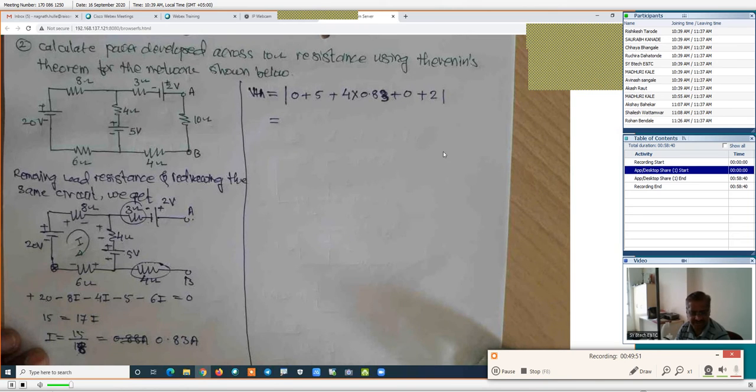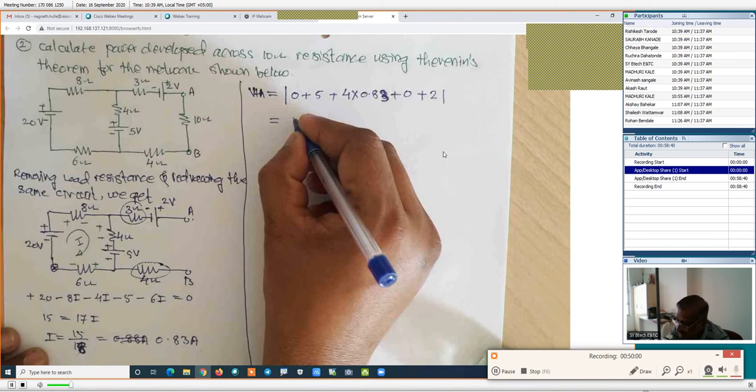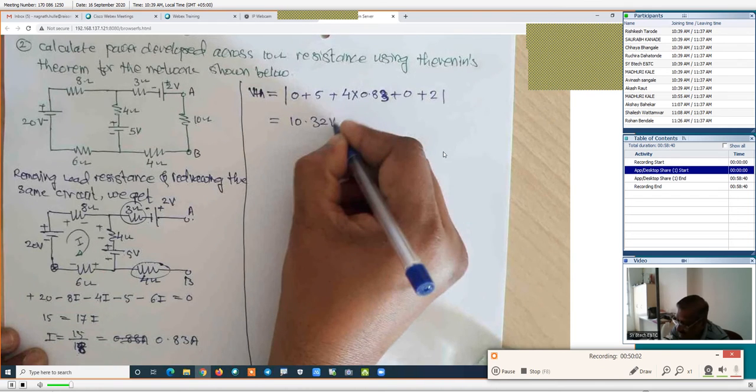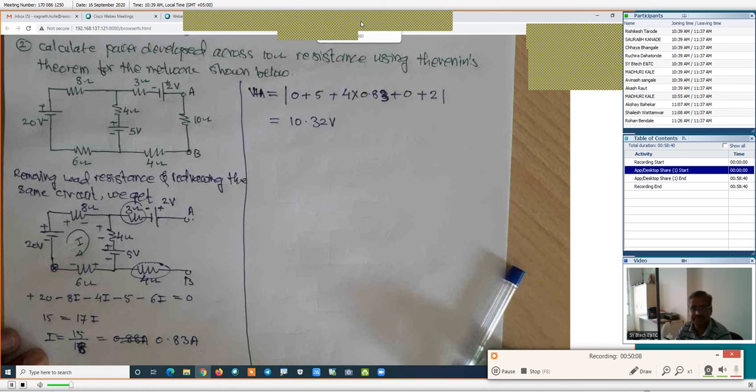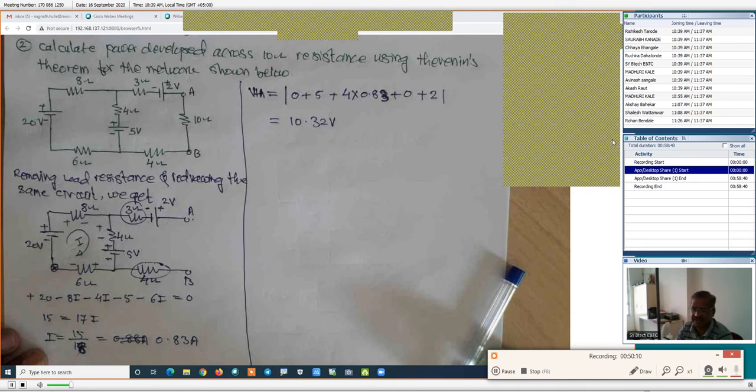How much is the VTH? 10.32 volt. 10.32 volt is the value of VTH. I will come back to you. 10.32 volt. Yes sir.